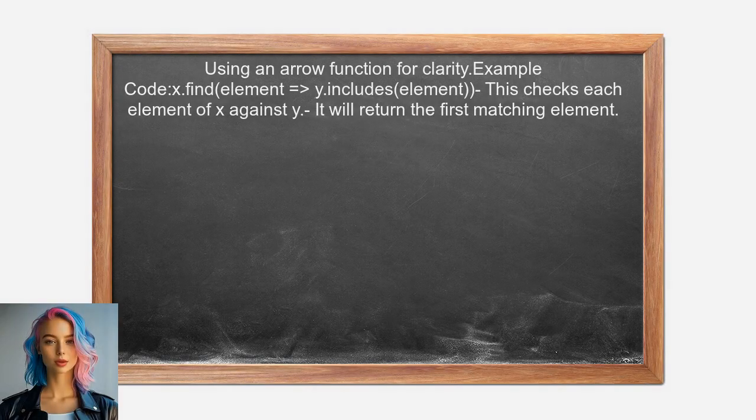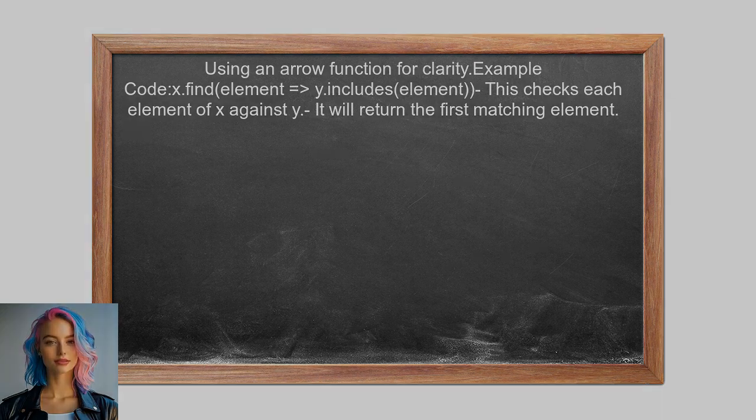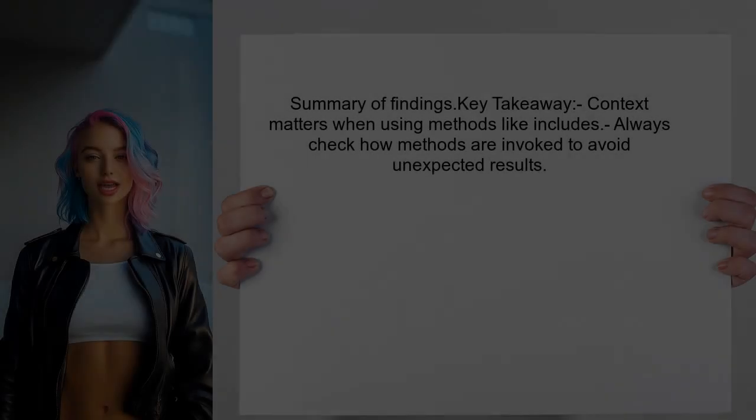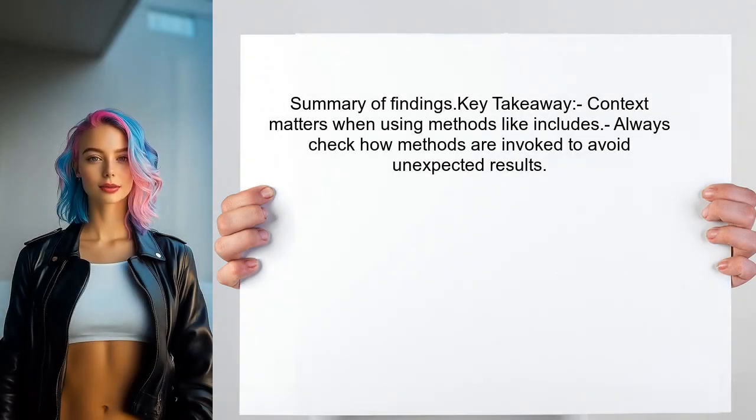The user can also use an arrow function for clarity. For example, using x.find(element => y.includes(element)) will correctly find elements because it explicitly checks each element of x against y. In summary, the difference in behavior arises from how the includes method is called in relation to the context of the arrays. Understanding this context is key to resolving similar issues in the future.